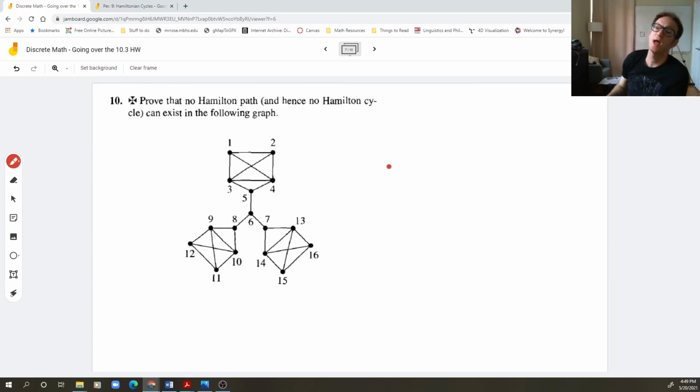Prove that no Hamilton path, and hence no Hamilton cycle, can exist in the following graph. All right, so what we have here is this kind of symmetrical graph with three pieces. And there's this one vertex 6, which is kind of holding it all together.